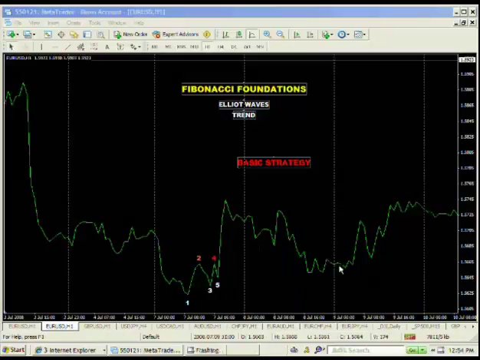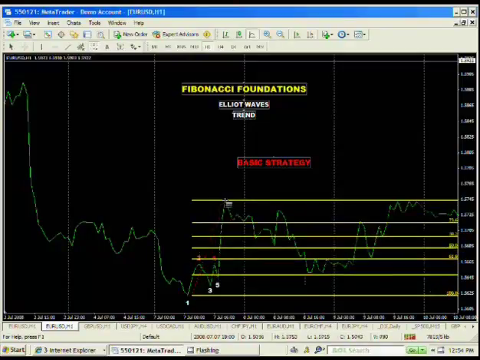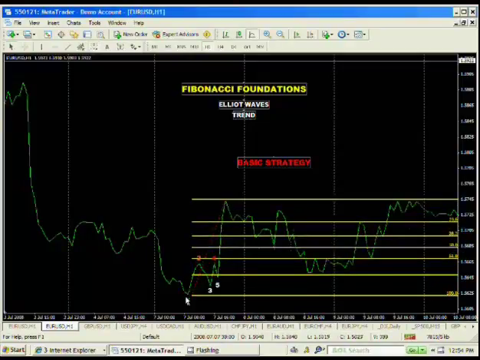Now, let's look at the most basic Fibonacci strategy. This strategy is used by many professional traders. Many professional traders use Fibonacci levels to determine the timing and/or direction of their entry. All we do is draw our fib line, and we'll use the uptrend from this low to this high.